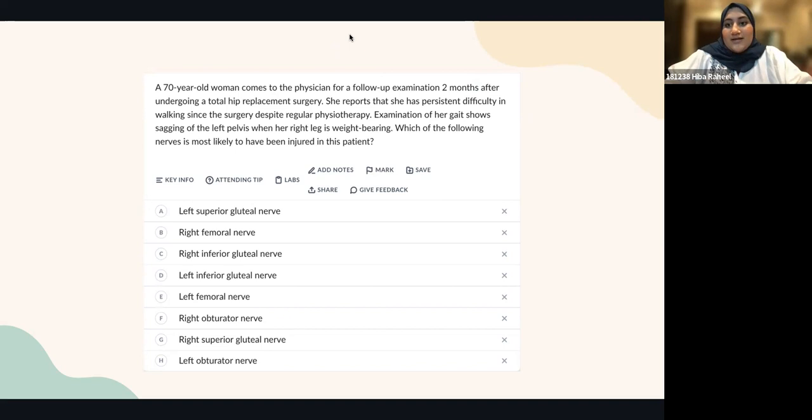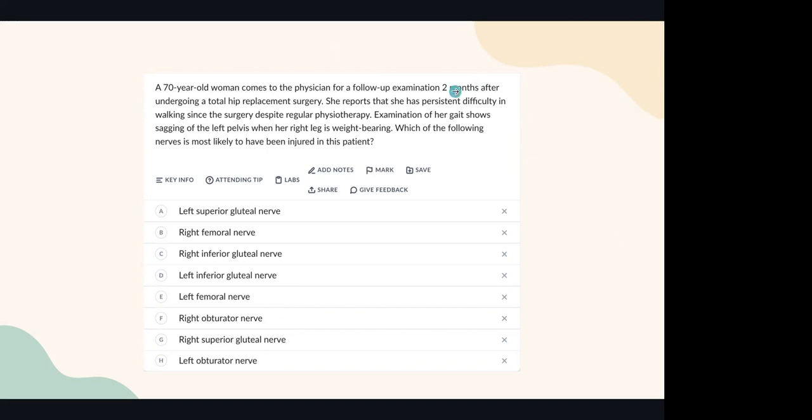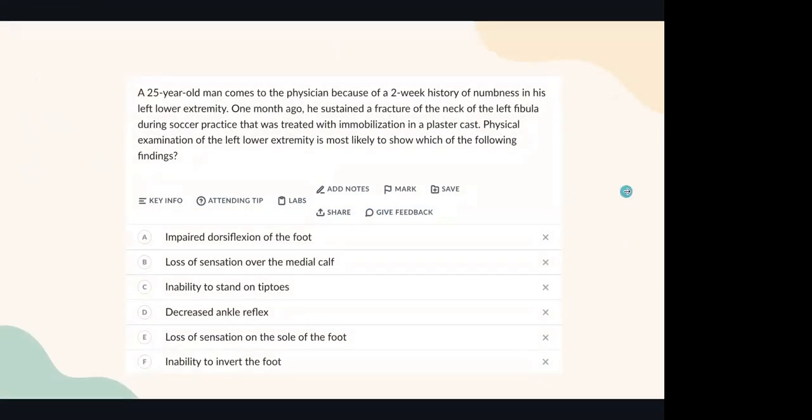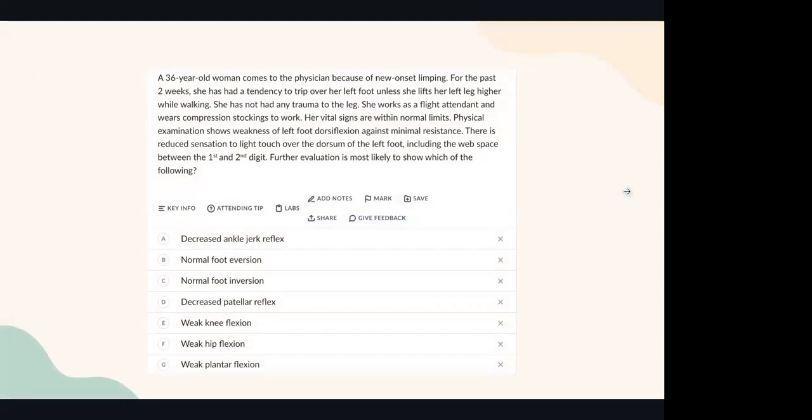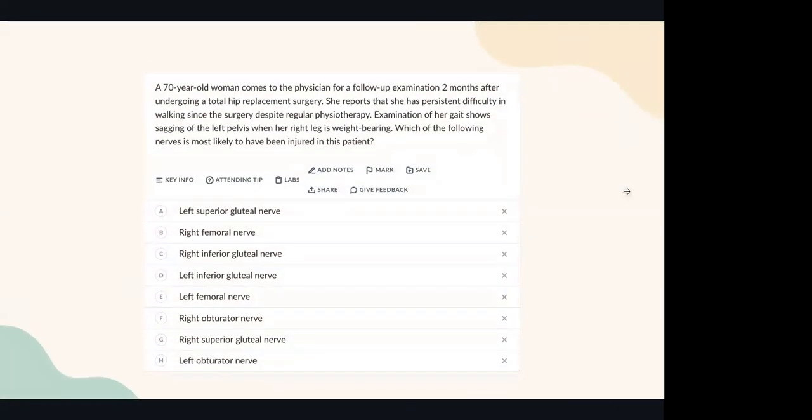Maximus is supplied by inferior. Yeah, maximus is supplied by inferior. Wait, hold on. No. Yes, I think you made a mistake. You said that the gluteus maximus and the medius are innervated by the superior. The maximus is by the inferior, and the medius and minimus are by the superior.